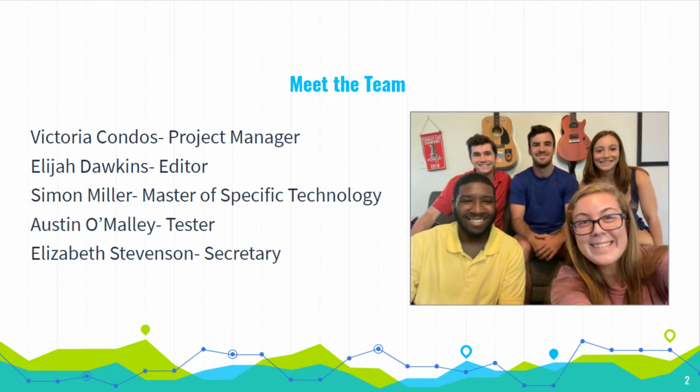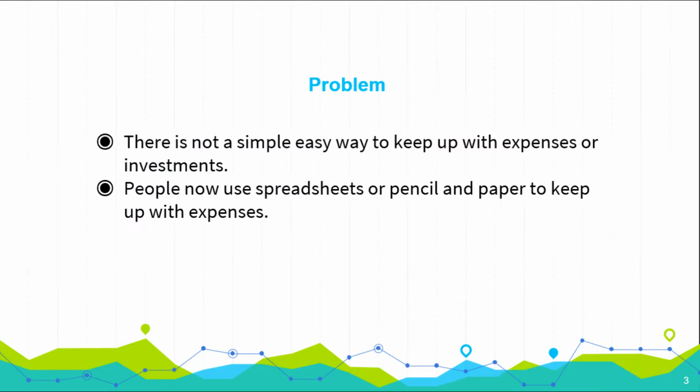So, for our team, I, Victoria Condos, was project manager, Elijah Dawkins was the editor, Simon Miller was master of specific technology, Austin O'Malley was tester, and Elizabeth Stevenson was our secretary.